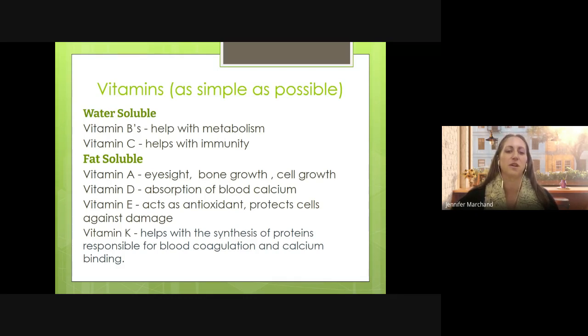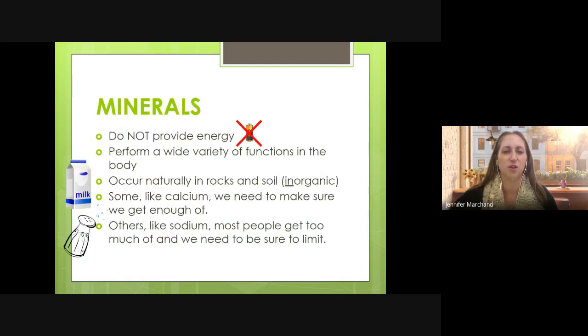Then we also have vitamin E, which acts as an antioxidant. It protects the cells against any damage. You can get most of that in the food that you eat. And then you also have vitamin K, which helps with the synthesis of protein, which is responsible for blood coagulation and calcium binding. So things that are necessary just in our body's functions every day to help us function.